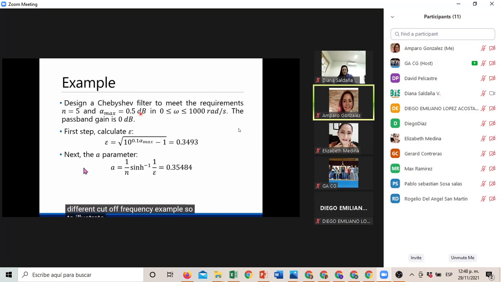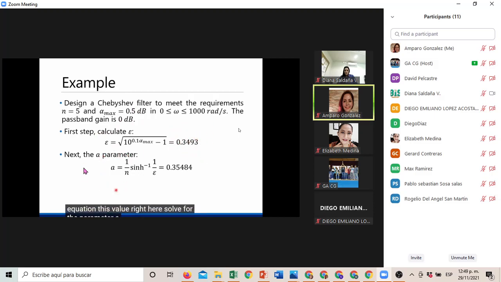Example. To illustrate that, let's have again the same specifications as we used for the Butterworth earlier, but this time, let's say we have an order of 5. Okay? So the maximum attenuation is 0.5 dB within a passband of maximum frequency omega p, 1000 radians per second. The passband gain is 0 decibels. So first, calculate the error. If alpha max is 0.5, then the error can be easily calculated. You get this value right here.